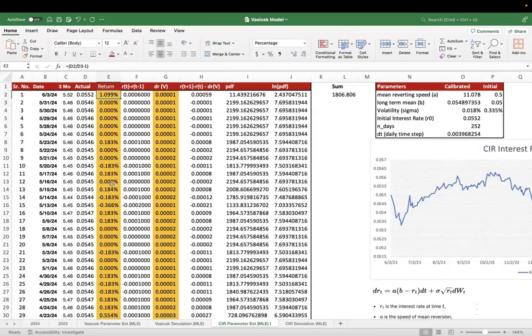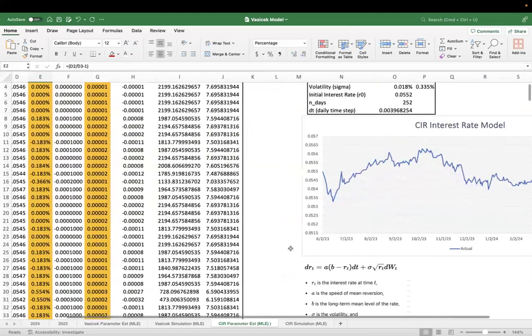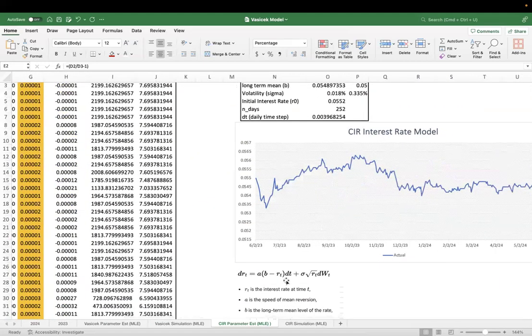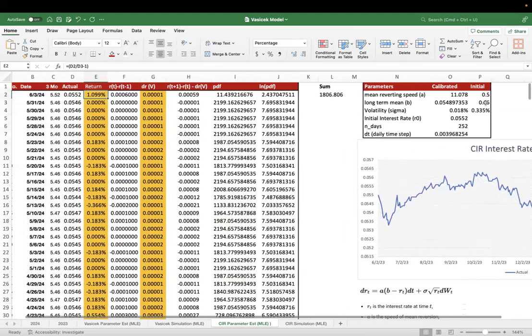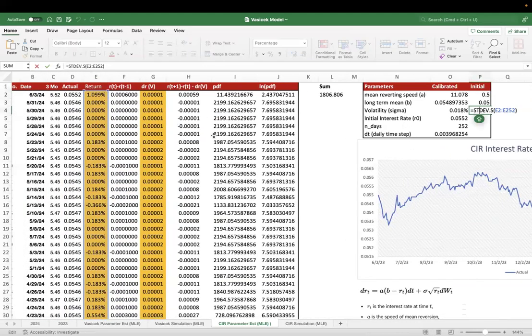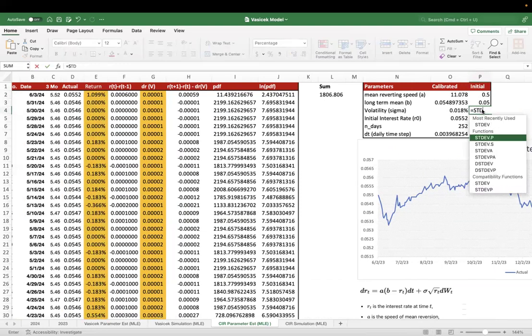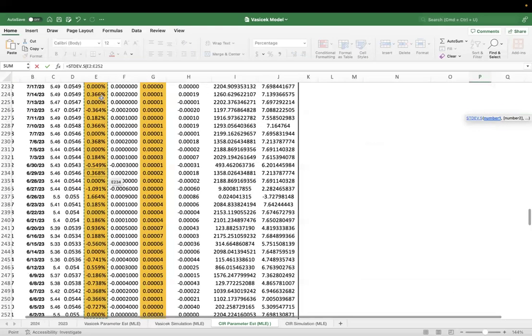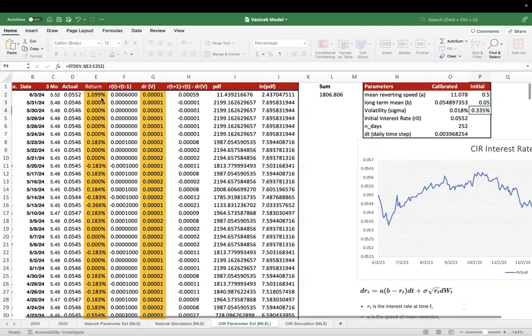So why are we calculating the returns? Always remember, when we have to compute the volatility of the interest rates, if you all remember this equation, dRT is equal to A times (B minus RT) dt plus sigma square root of RT dWT. Now the sigma is nothing but the volatility of interest rates. So how can we calculate the volatility of interest rates? We use the standard deviation dot sample, and we give these returns to calculate the volatility piece.